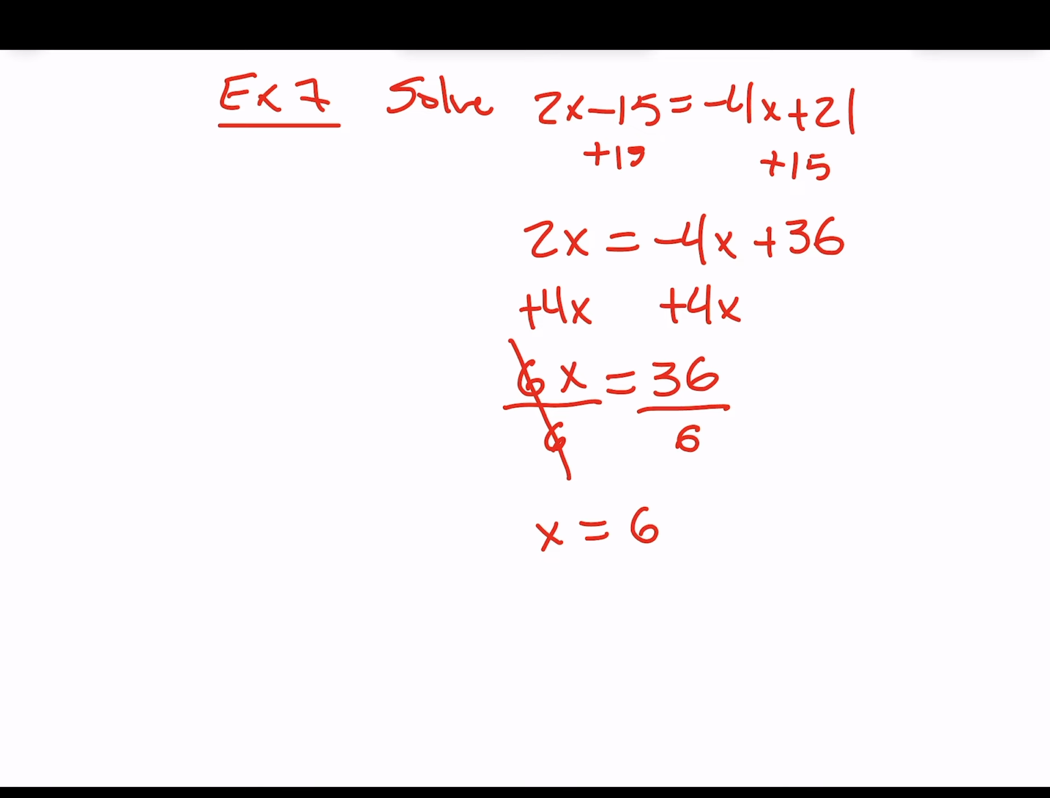which is 6. Okay? And that is the last example of section 2.2, the multiplication property of equality.